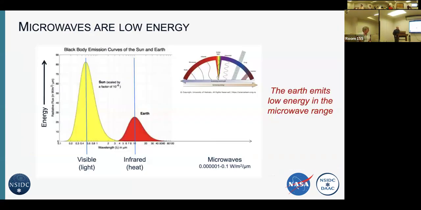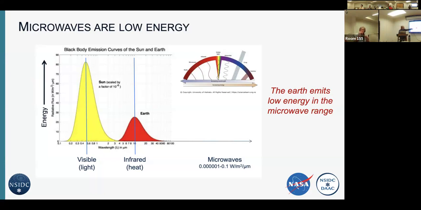Microwaves, as mentioned, are low energy. I don't mean that to be derogatory, but when you look at the emission and where the peak emission is for the sun, it's in the visible range, which is how we see. Very high energy. The sun is a huge energy factory. The Earth absorbs that energy and then emits it in the long waves, in the infrared. And so the Earth is here.